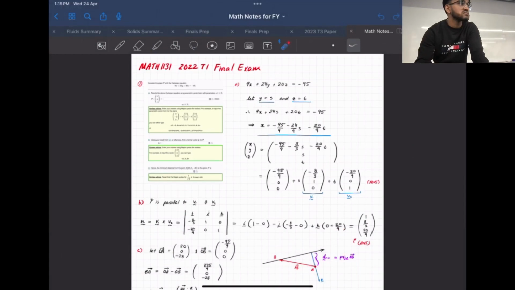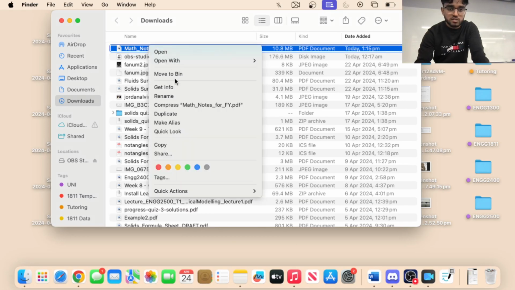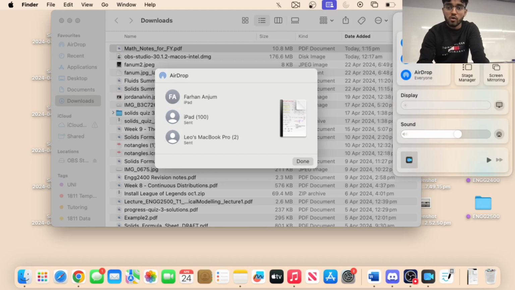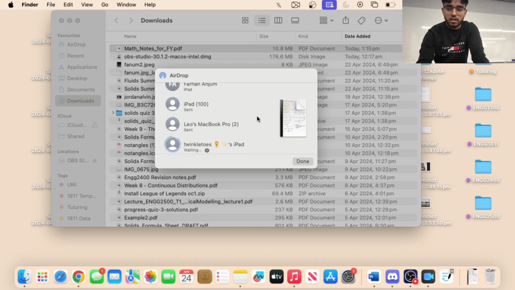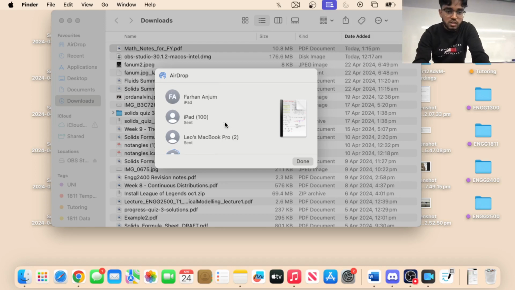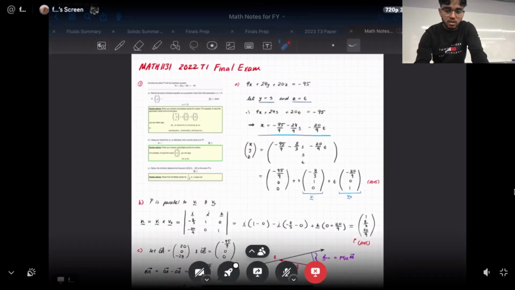Who's got a MacBook here? You guys have a MacBook? I'll just airdrop it to you guys, and then you guys can share. Oh yeah, that's cool. Who's iPad is that? Is that you? Who else? How would you change settings so you can be in it? Top right, control center. Okay. Who else? All right. Can you guys hear it clearly?